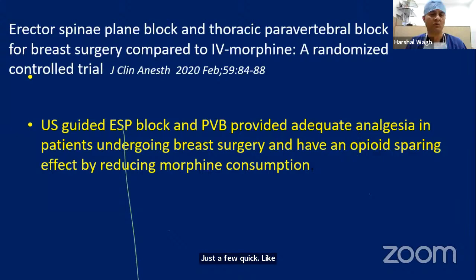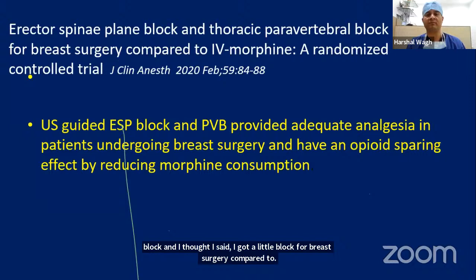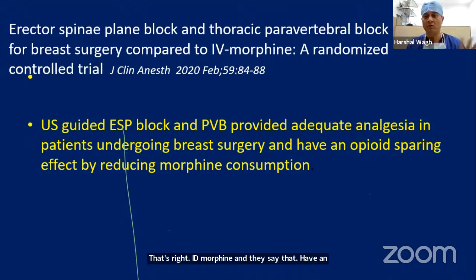In 2020, there was a study comparing erector spinae plane block and a thoracic paravertebral block for breast surgery against IV morphine, and they say that both have an opioid sparing effect by reducing morphine consumption.